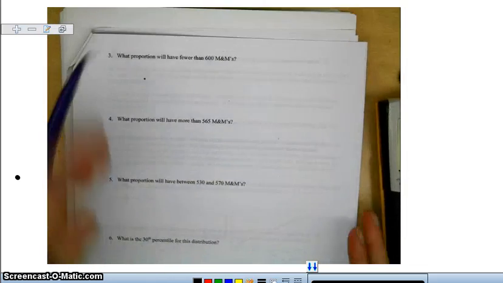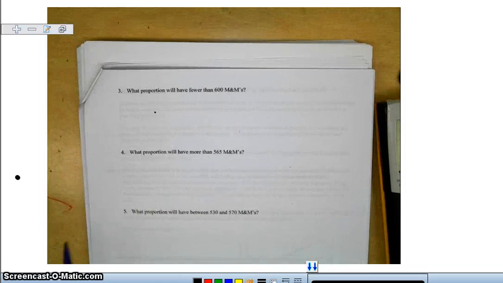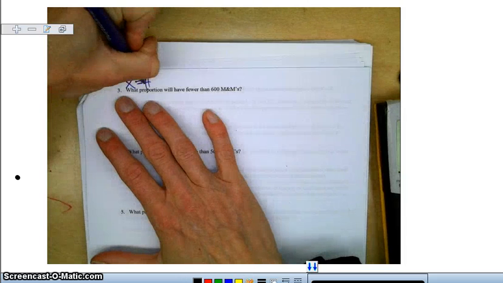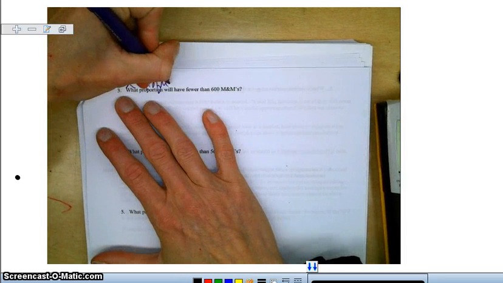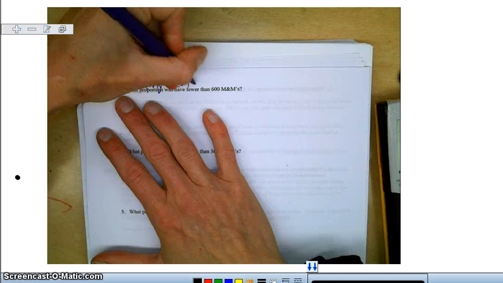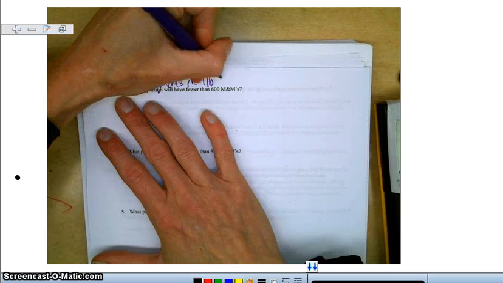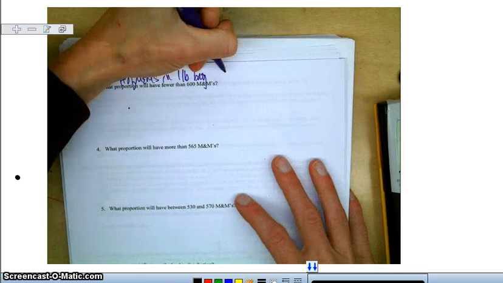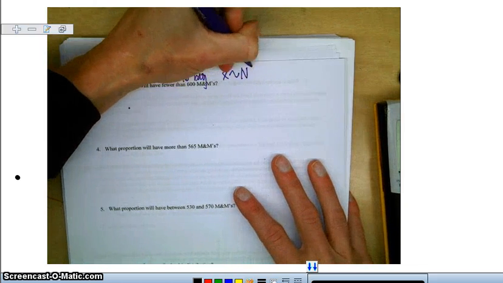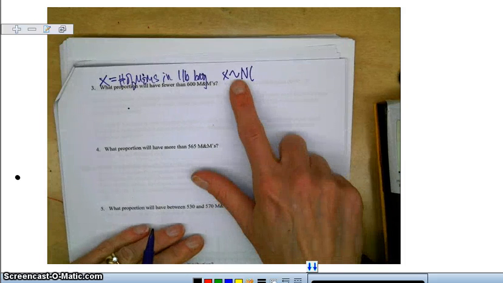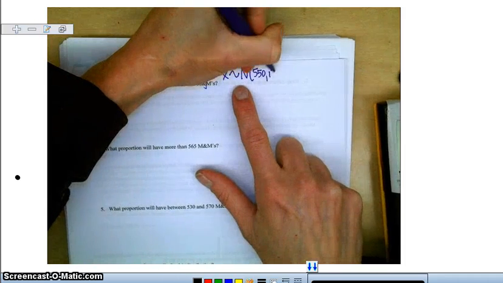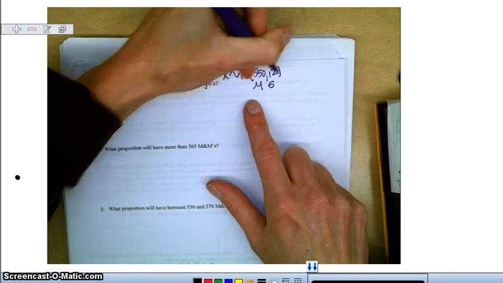All right, so let's answer more questions. What proportion will have fewer than 600 M&Ms? So we're going to name our distribution. X equals the number of M&Ms in a 1 pound bag. X is approximately normal with a mean of 550 and a standard deviation of 12. The first number is always mu, the second is sigma.